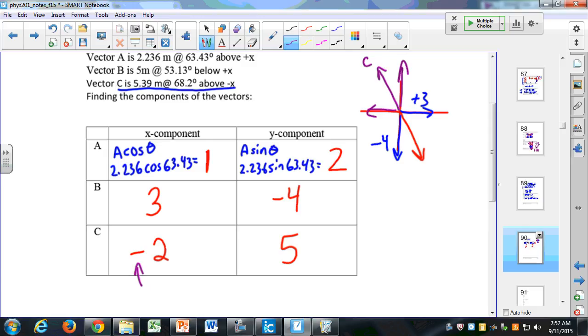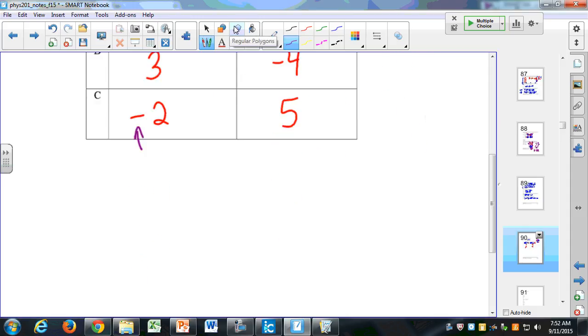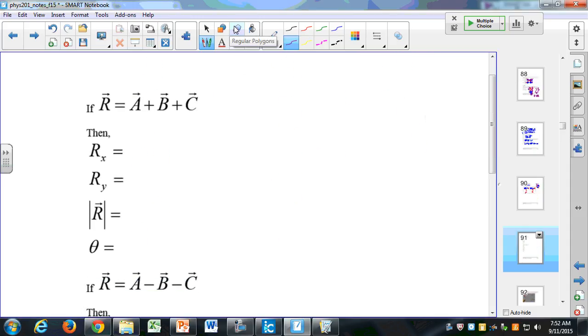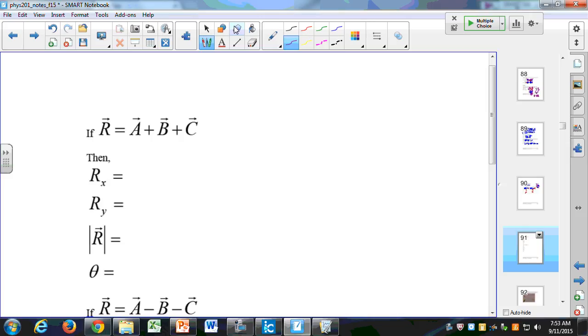All right, so now that I have my x and my y components, I can find Rx and Ry.